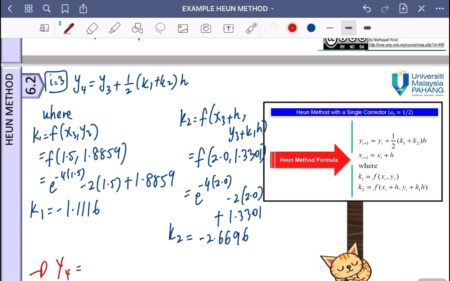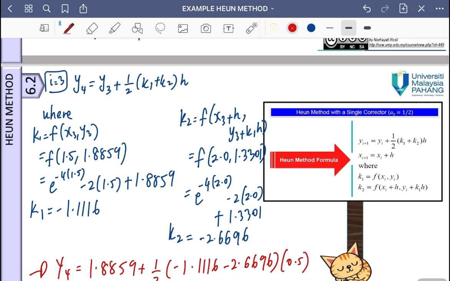Therefore, from here we may get our y4 equal to y3. So y3 is 1.8859, plus the average of k1 plus k2, and then you multiply with your step size. Remember this is the Heun formula. And then you may get your y4.